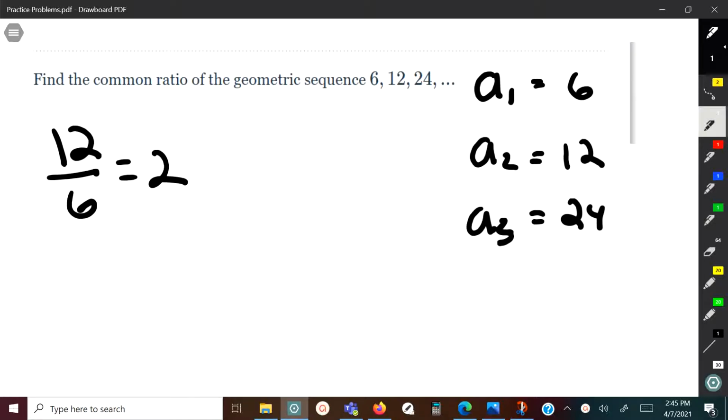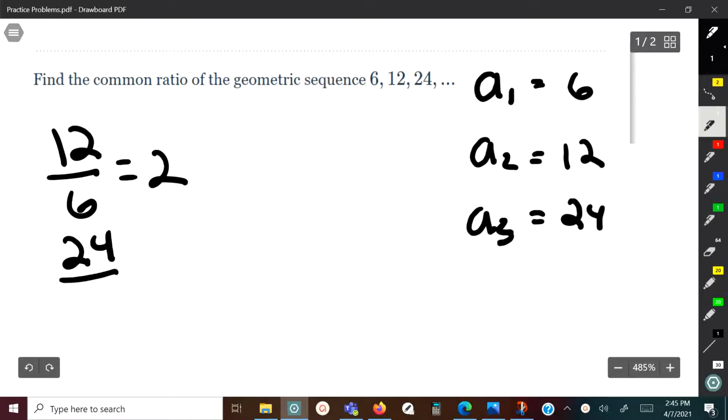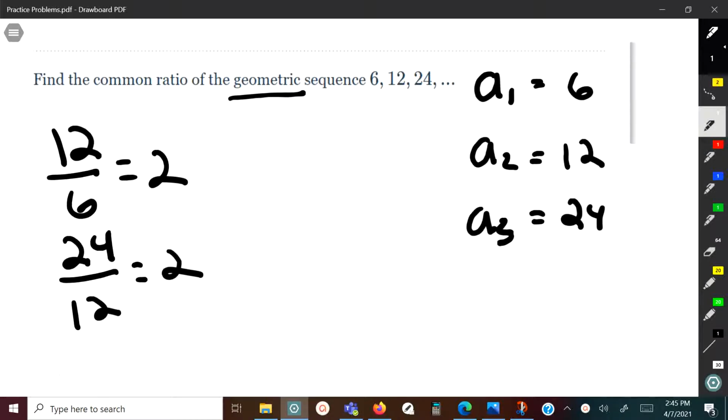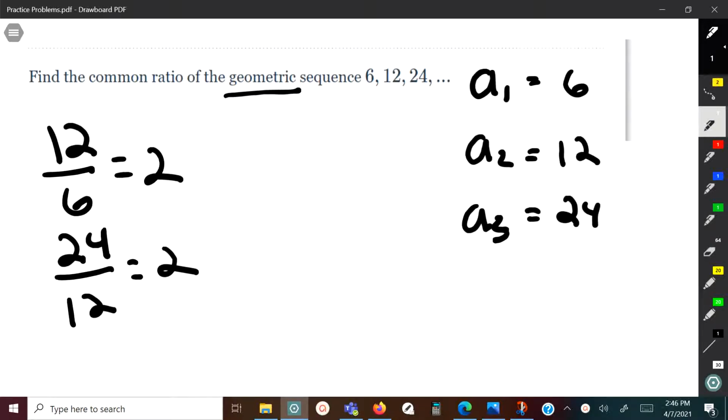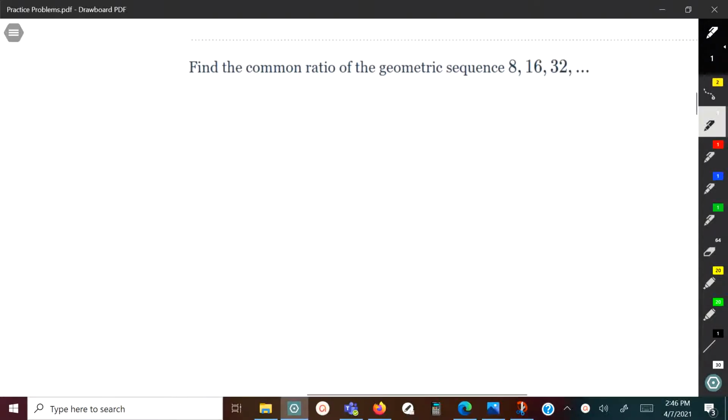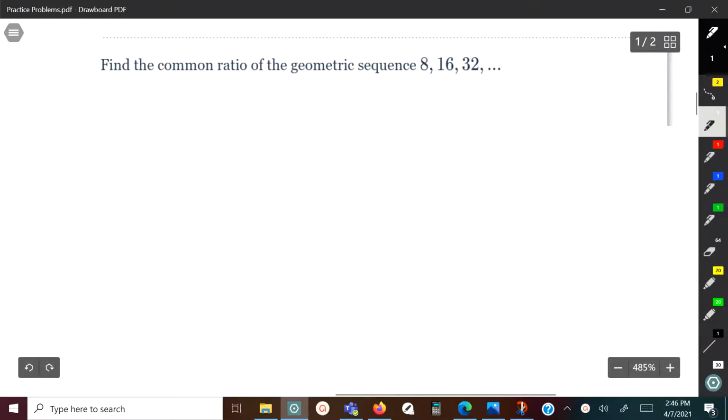Alright, on this next one I'm going to do 24 divided by 12, and I still get 2. And you only have to do it once if they tell you it's a geometric sequence. But I'm doing it twice just to confirm that you get the same number when you divide twice. Okay, go ahead and take a look at this next problem and pause the video and see if you can find the geometric sequence. I'm sorry, the common ratio.